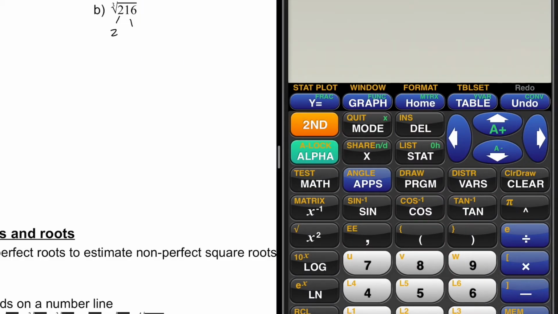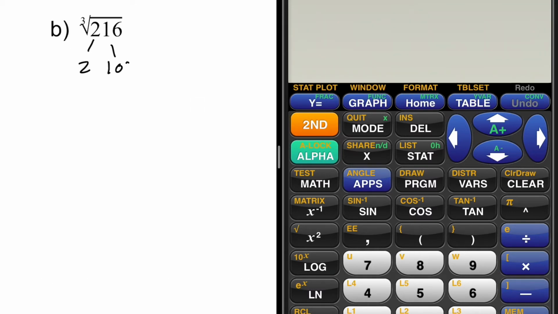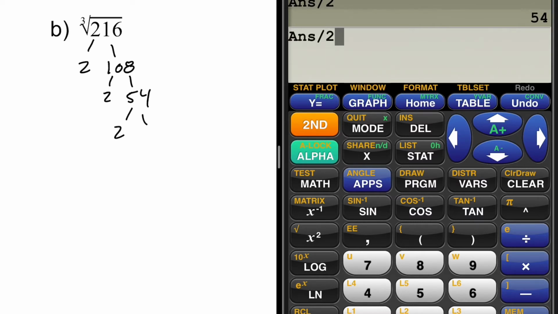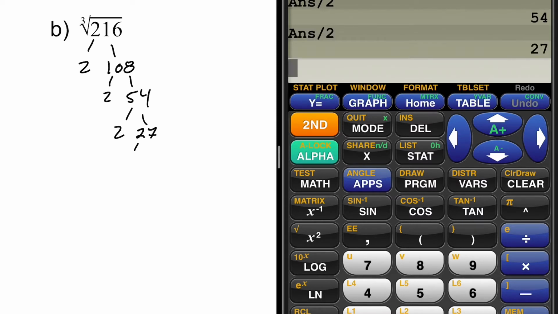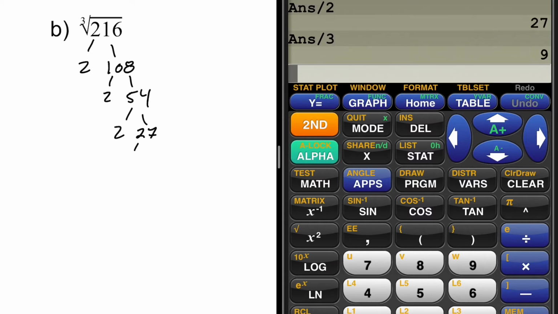We learned how to do this. Oh, sorry. So 216 divided by 3. Actually, we divided by 2. My bad. So divide by 2. So 216 divided by 2 gives me 108. Let's divide that by 2, and that gives me 54. Let's divide that by 2. That gives me 27. And then 27 is divisible by 3, and that gives me 9. And then 9 turns into 3 and 3.